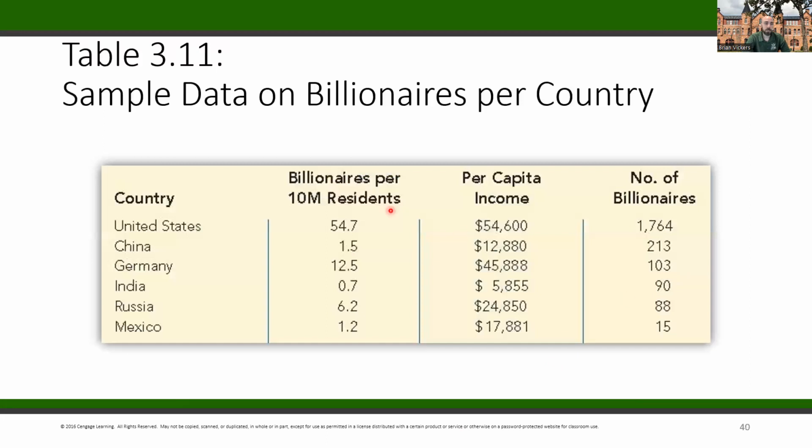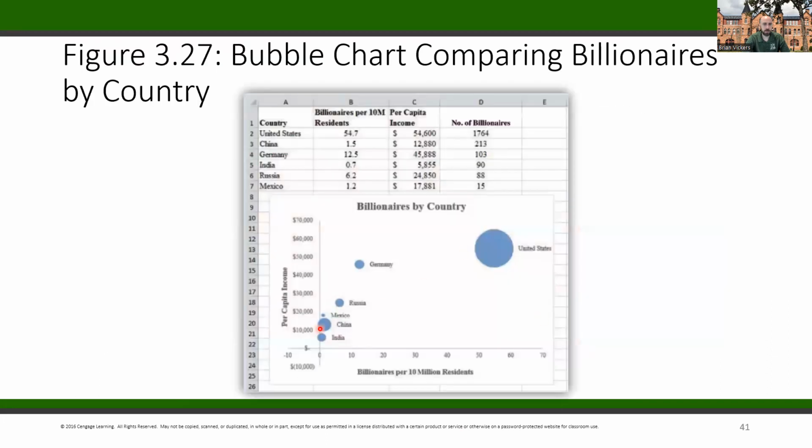So here's billionaires per country, right? Billionaires per 10 million residents in the United States. Here's the per capita median income, and here's the number of total billionaires in the United States. So 3 different values. We want to represent all 3 of those values. We can see billionaires per 10 million, and then per capita income of the people in that country, and then how many total billionaires there are.